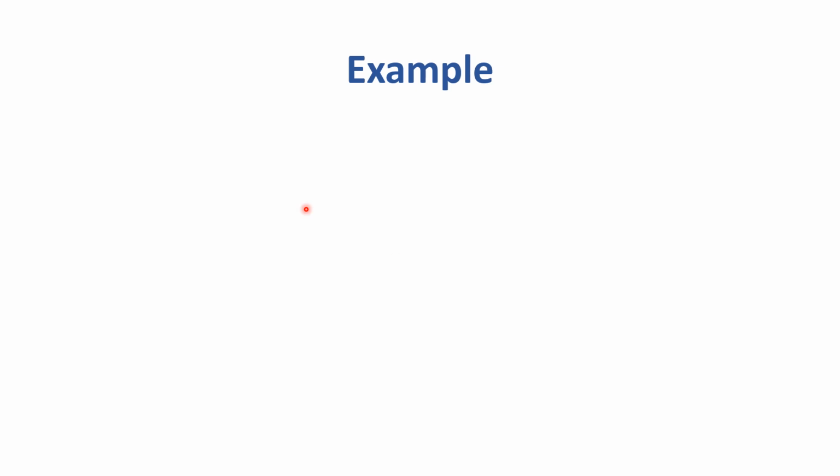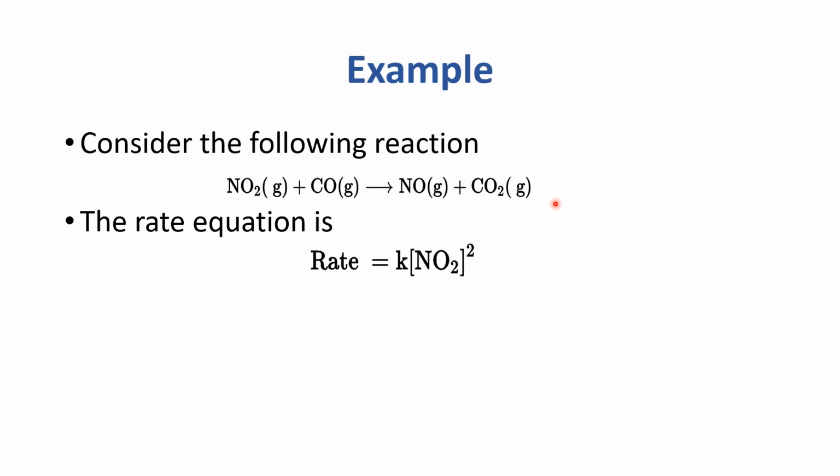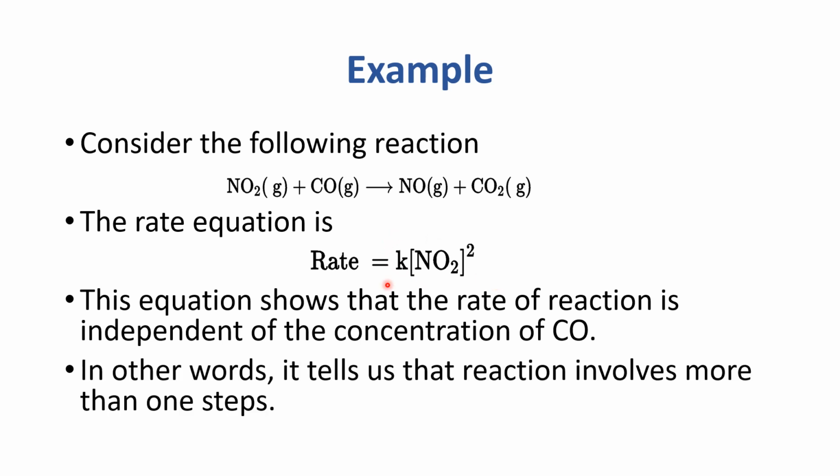Let's consider an example. Consider the following reaction in which NO2 combines with CO to form NO plus CO2. The rate equation for the reaction is rate equals K [NO2]². This equation shows that the rate of reaction is independent of the concentration of CO, because only NO2 appears in the rate expression. In other words, it tells us that the reaction involves more than one step.